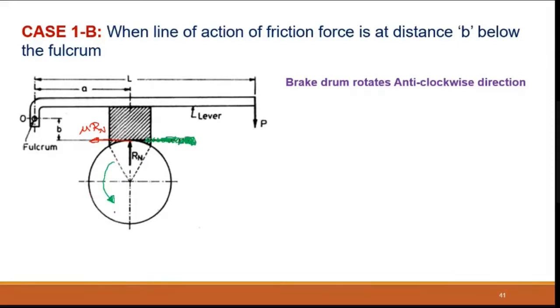So this is my force. Right? Now, the same procedure. Here also the friction force is below, so it is below B. Right? So the same procedure, I'm going to apply it now. I'm going to take moment at O and equate it to 0. So Rn is rotating in anti-clockwise direction. So Rn into A.